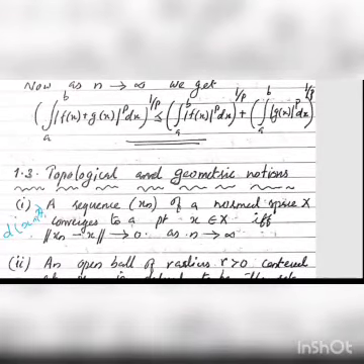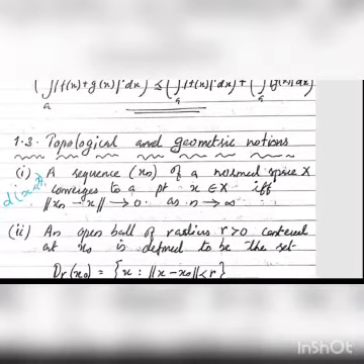And the second one, an open ball of radius r greater than 0 centered at x0 is defined to be the set, and here we are using the notation Dr of x0. So Dr of x0 is equal to the set of all x belonging to X such that the norm of x minus x0 is less than r. Again, the norm of this is nothing but d of x, x0 is less than r. So it is an open ball of radius r greater than 0.